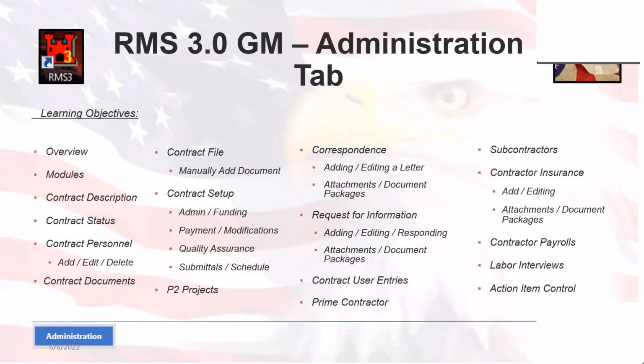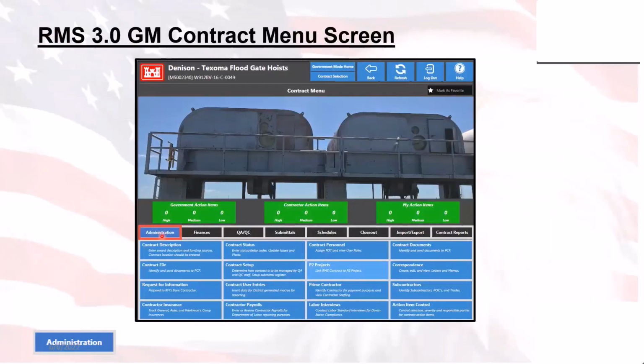So next thing we're going to go through is the administration tab. This is a list of some of the things we're going to be covering. It doesn't cover everything that's inside of RMS, but it's a brief overview of what we're going to cover today. So this is your contract menu screen. I know we've mentioned it previously. When you first log into a contract, your default view is going to come up on the admin tab.